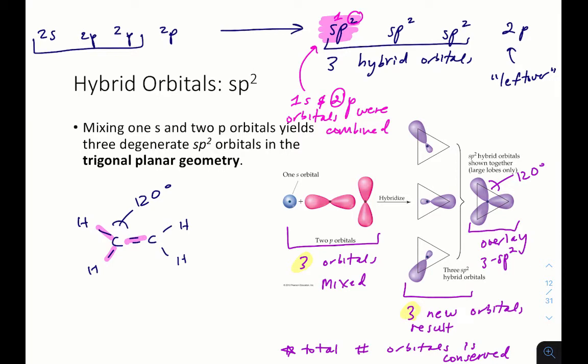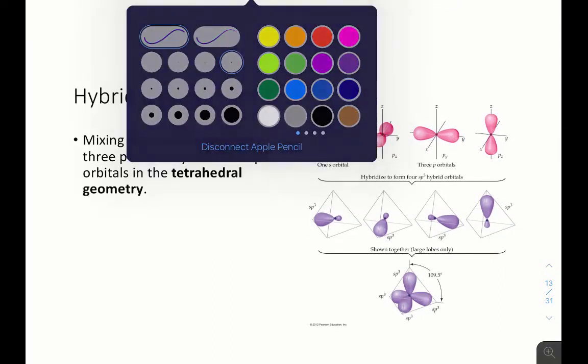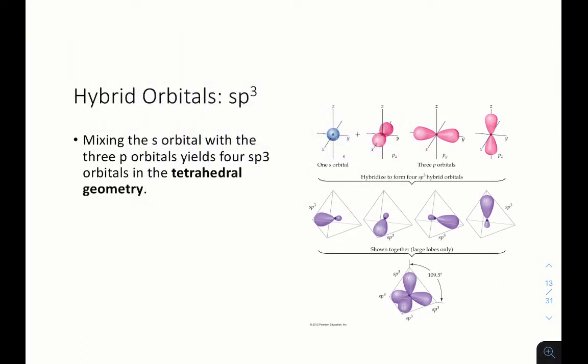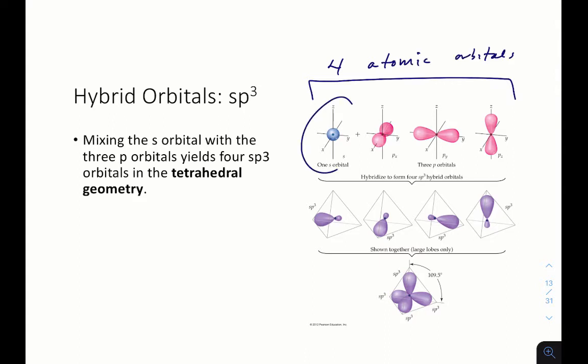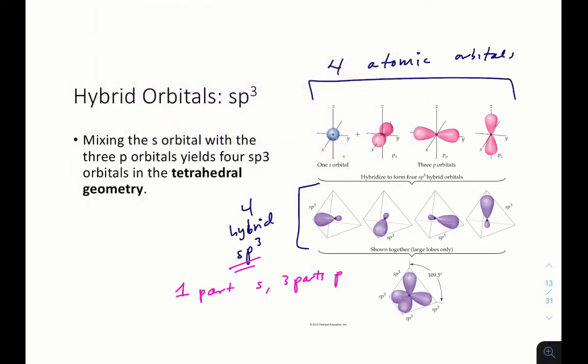One more hybridization to go. What do you think happens for this one? Yes, all four of the valence orbitals for carbon, or whatever atom you were talking about, are combined. So all four atomic orbitals, the s and all three p orbitals, are combined to make four hybrid orbitals, which we call sp3. They're one part s and three parts p. In other words, 25% s and 75% p.